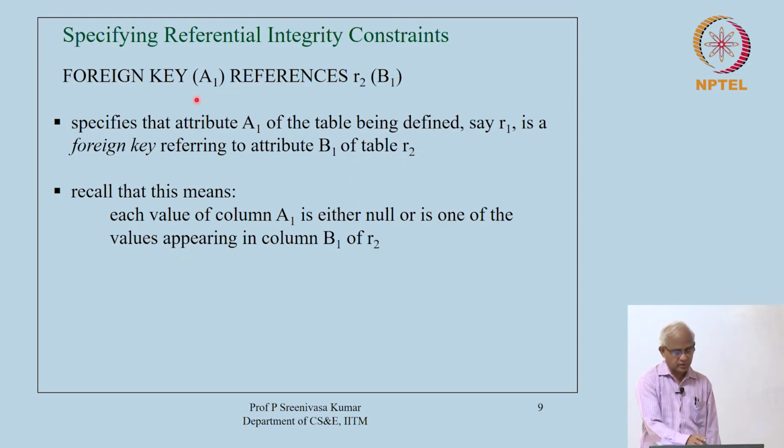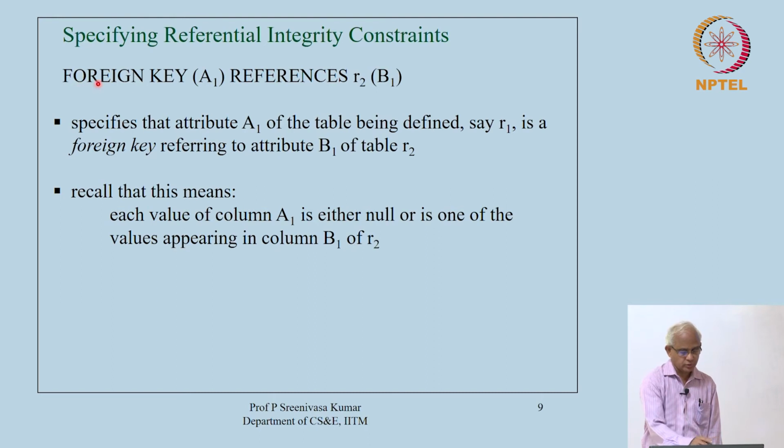Okay. So, what does this mean? Specifying this foreign key A1 references R2. You can recall that what this means is that each value of this column A1 in the relation instance of R1 is either null, is allowed to be null, or is one of the values that are appearing in the column B1 of R2. That is what the referential integrity constraint is, right? You recall that?